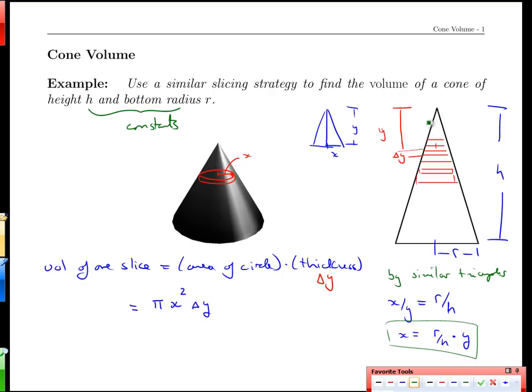As we imagine different slices, each with a different y, we're going to have different circles. Those circles are going to have different radii, and the radii x are given by this formula here. So we can replace the x in our slice volume with r over h times y, and that was all squared before, so it's squared here, times delta y. And again, that's the most challenging part. Our next step is simply to add up the volume of each slice, and we're going to do that through an integration step. We'll do that on the next page.